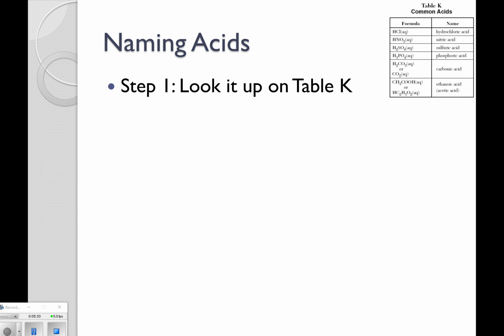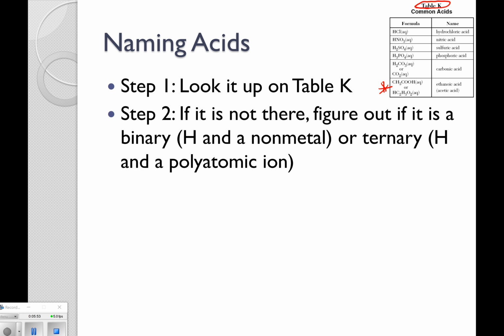Now, to name acids, we are given a lot of common acids on Table K. That's where I'll tell you to look first because most of them will be listed there. And this one in particular, ethanoic acid or acetic acid, which is vinegar, is written a couple different ways. So to name these, we can first check Table K to see if it's listed there, and we can just take the name directly from there.